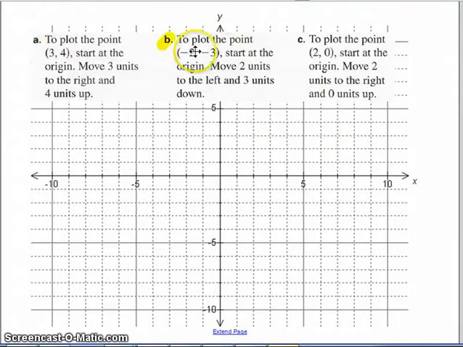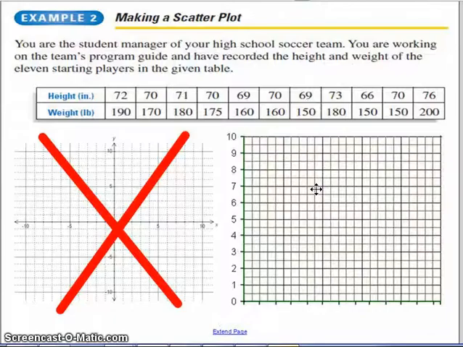Second point I have to plot here is (-2, -3). I go to the left 2 because it's -2, and down 3 because it's -3, and there's that point. Lastly, (2, 0). The x value is 2, so from the origin I go over 2. The y is 0. I don't either go up or down. I stay where I am, and that's the point (2, 0). So, based on that, you should be able to make scatter plots of information like this.